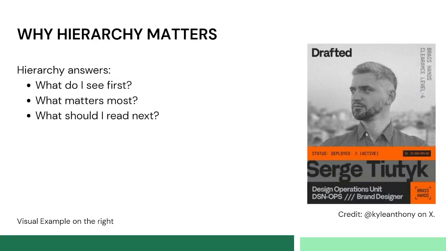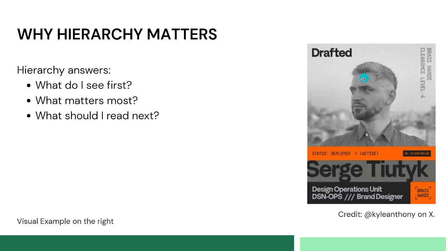So why does hierarchy matter in design? Hierarchy answers some questions. What do I see first? What matters most? What should I read next? Let me take that again. Hierarchy answers, what do I see first? What matters most? What should I read next? And there's a visual example here by the right.